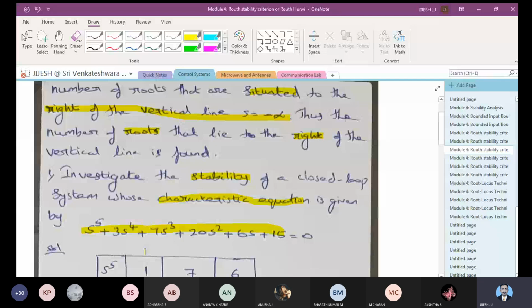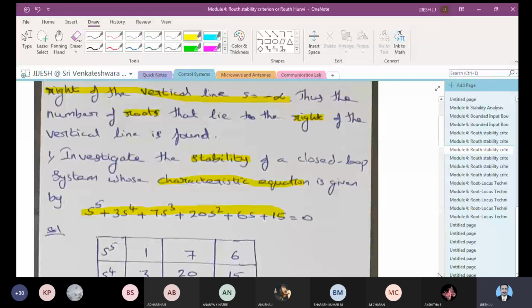So first thing, you have to write s raised to 5, s raised to 4, s cube, and so on, like that down. Then you can see that 1 I have written, next coefficient 3 I will write it down, 7 I have written, next I will write 20, 6 I have written, 15 I will write it down. So that is how you have to arrange the coefficients. Then how to find out B3, that coefficient? You have to multiply 3 into 7 minus 20 into 1 divided by 3.